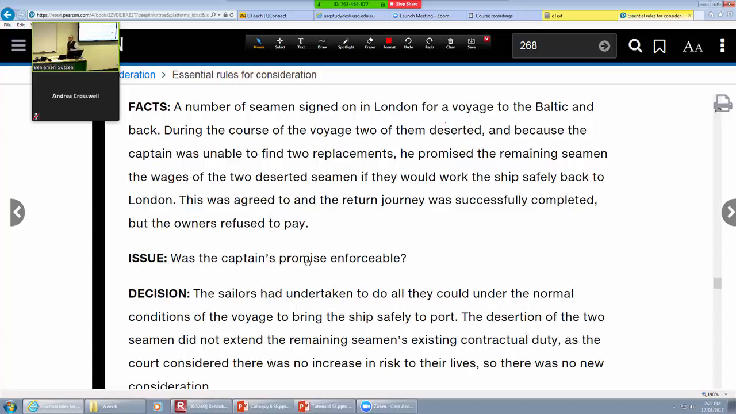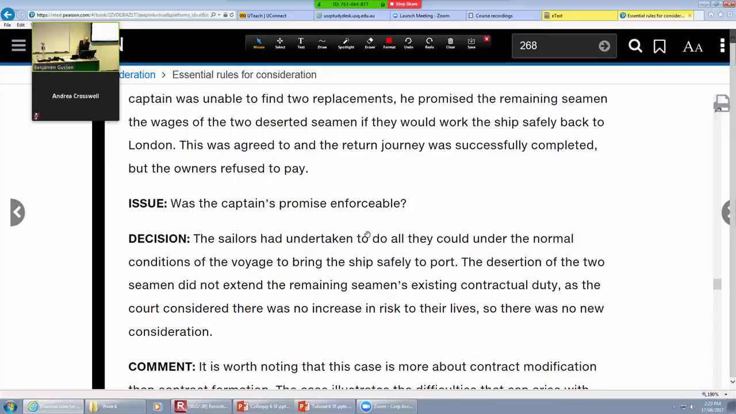The captain tried to find a replacement. He couldn't. What did he do? So he said, look, the remaining seamen, I promise you the wages of these 2 people who deserted. So I will take their wages and distribute them among you who are still left on the ship, if they would walk the ship safely back to London. So that's his promise. This was agreed to, and the return journey was successfully completed, but the owner then, of course, reneged and refused to pay.